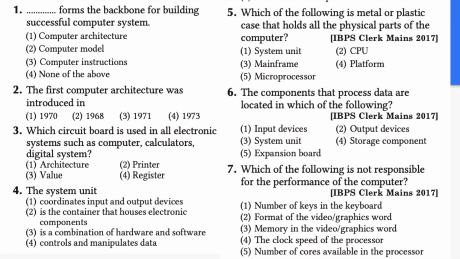It houses components such as the motherboard, CPU, central processing unit, memory, and other essential hardware. This component plays a crucial role in providing the structure and protection for the internal components of a computer. Next question. The components that process data are located in which of the following?